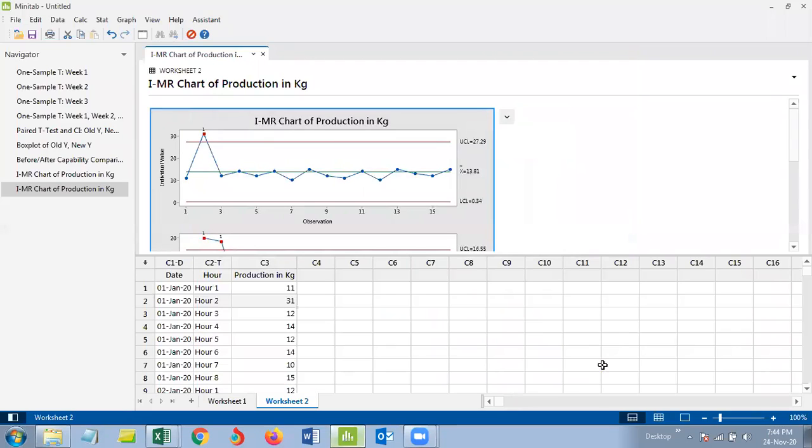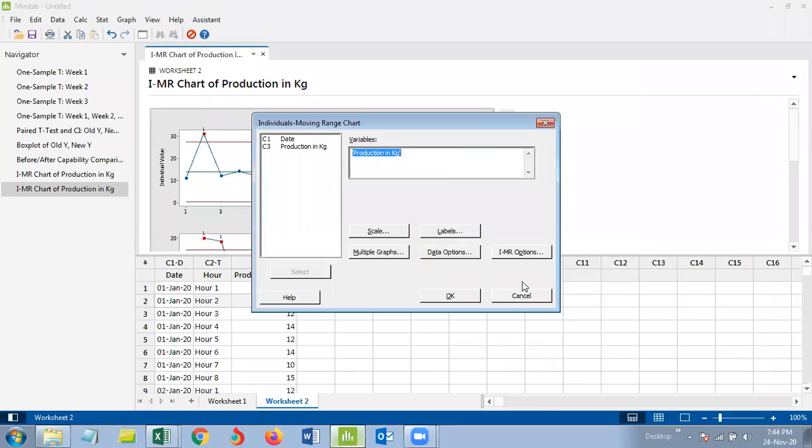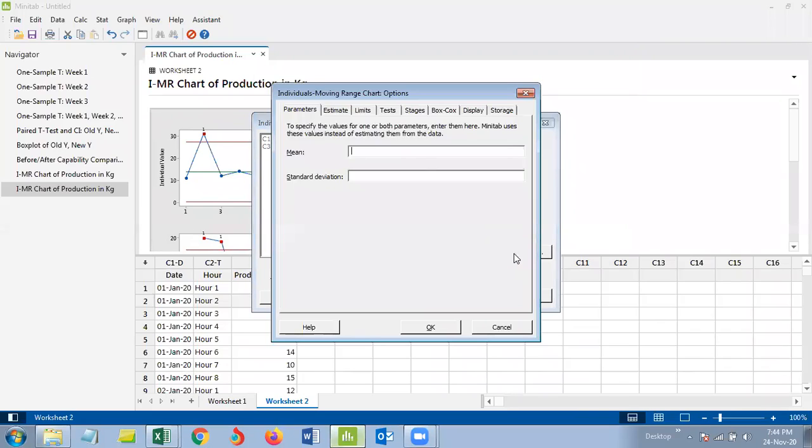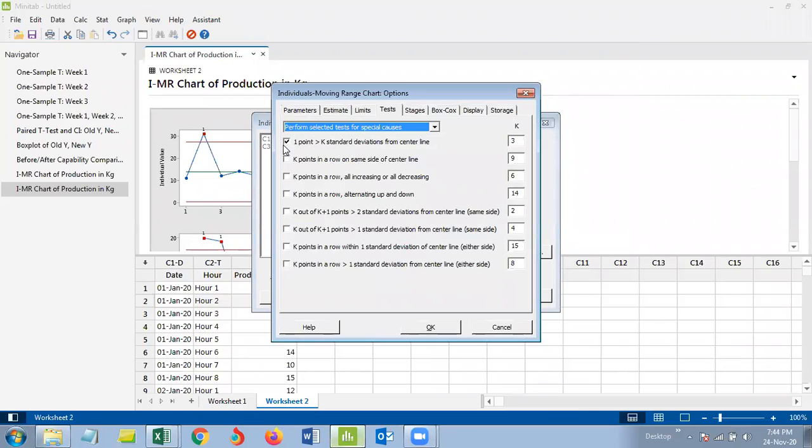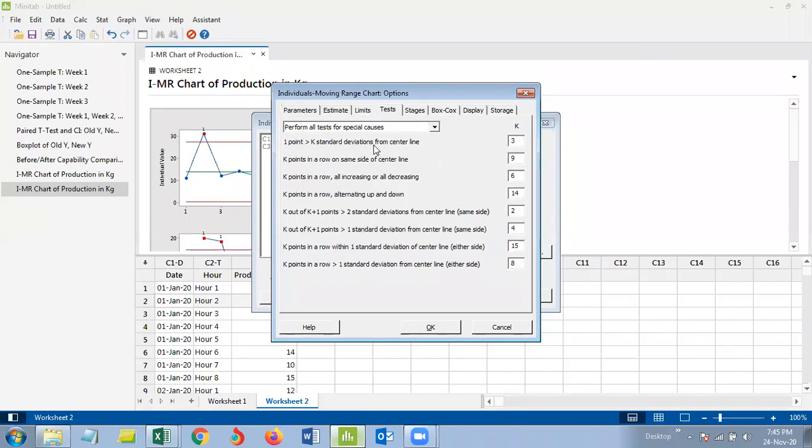And where are those 7 rules? Let me show it to you. When you do this control chart, we click on the IMR option here. I go to Tests and see only one rule is selected by default: perform selected tests for special causes. Always remember, whenever you're testing, go to the drop down and select Perform all tests. We want to perform every test. The first rule is this one.